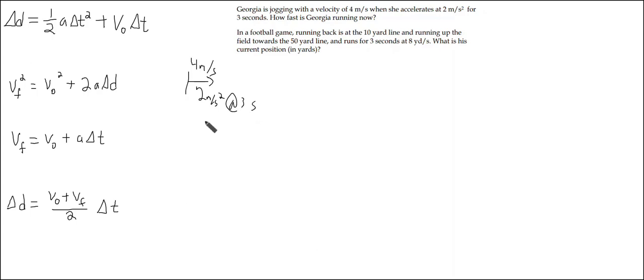Okay, so let's go ahead and fill this out then. Velocity final, velocity initial, acceleration, distance, and time. Let's go ahead and plug this in.